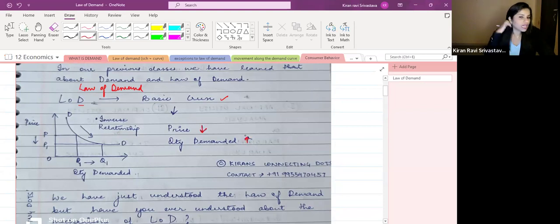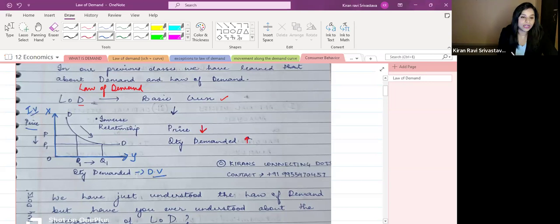I haven't started with consumer behavior yet. I'm just trying to connect the law of demand with consumer behavior. This is how the graph looks when you draw it. Price is on the x-axis and quantity demanded is on the y-axis. Price is the independent variable and quantity demanded is the dependent variable, and independent variables are always written on the x-axis.